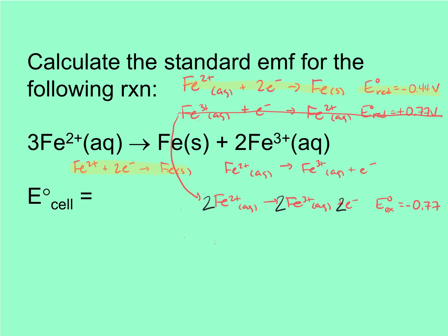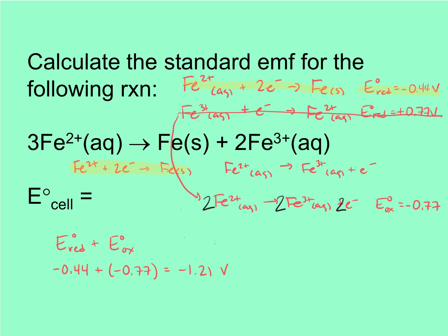So the energy potential of the cell, the electromotive force, is the equation we're going to use. It's the E reduction plus the E oxidation potential. So in that case, that's going to be negative 0.44 plus negative 0.77. And that's going to give you a voltage of negative 1.21 volts.